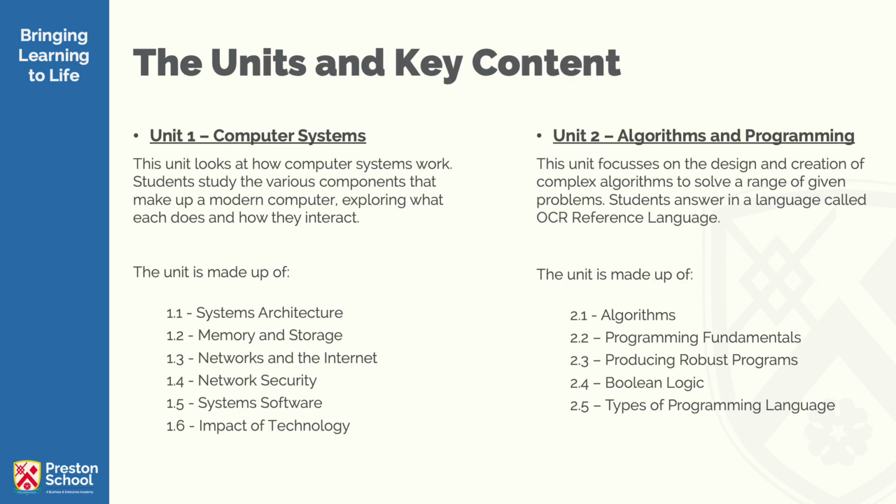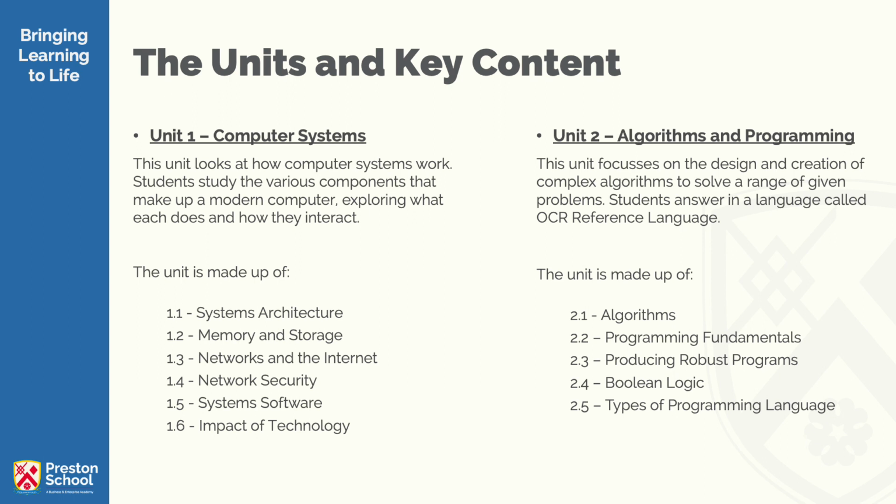The two exam papers follow the two units of the course. Unit 1, Computer Systems, is very much around how computers work. What are the components that make up a modern computer system, and how do they interact with one another? There are 6 key topics, and all of the resources on Google Classroom are split into the 6 topics. Systems architecture, so how does a computer work? Memory and storage, how does it store and remember data?